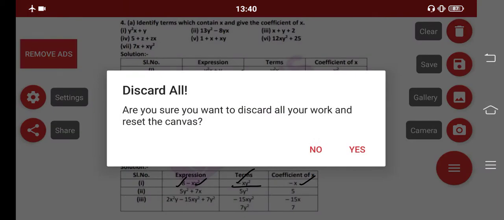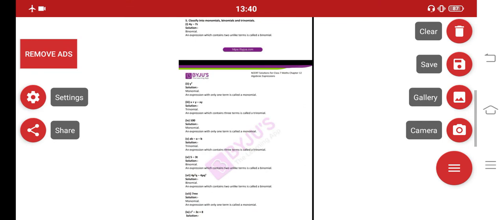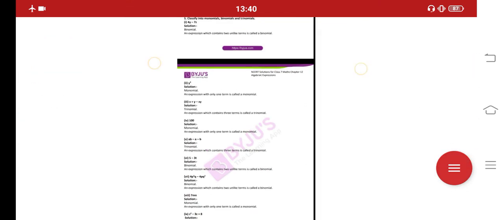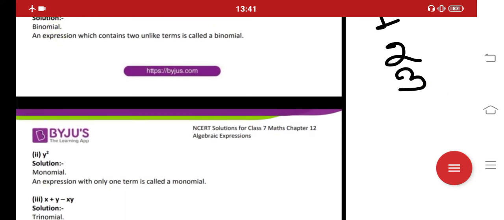This is our question number 4. Now let us see what is given in question number 5. See, this is our question number 5. What is written? Classify into monomial, binomial and trinomial. Monomial means any expression which is containing one term. Binomial means two terms. Trinomial means three terms. And any expression which cannot be classified among monomial, binomial and trinomial, that we have to consider as polynomial.